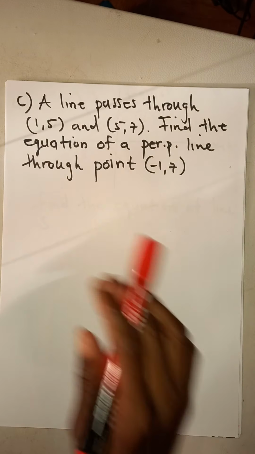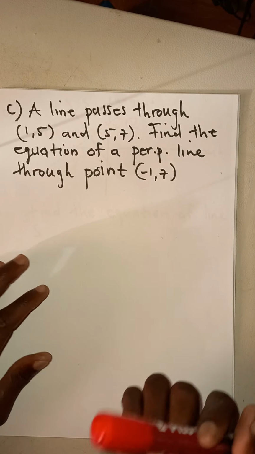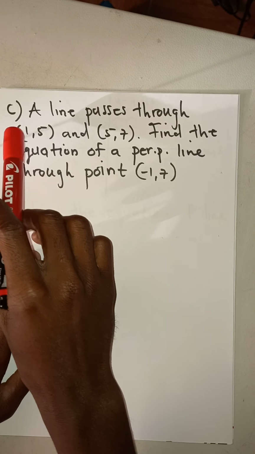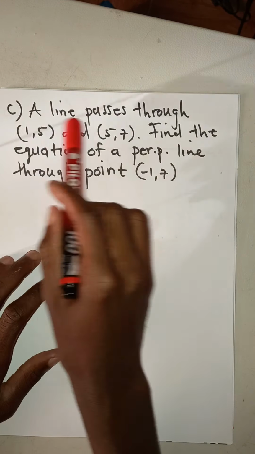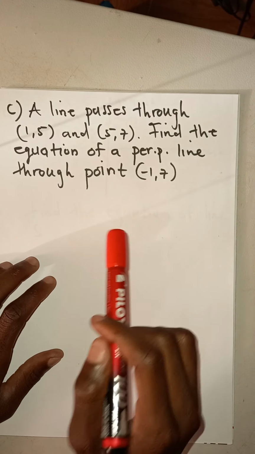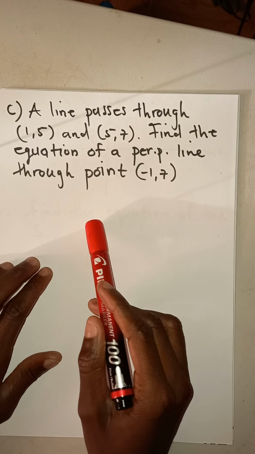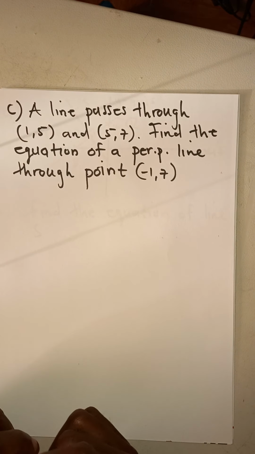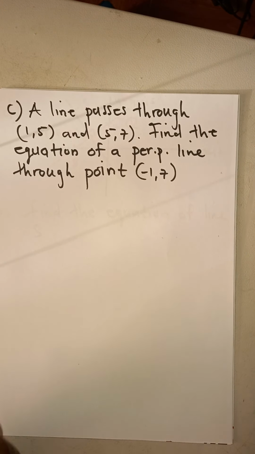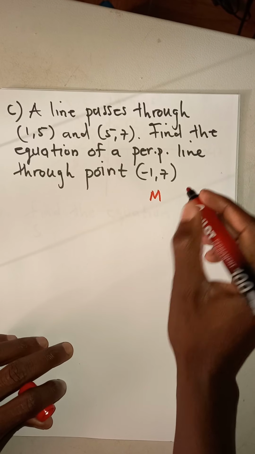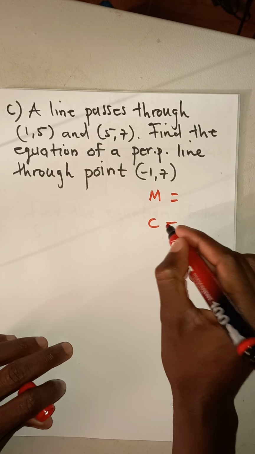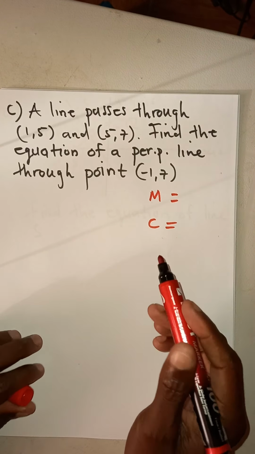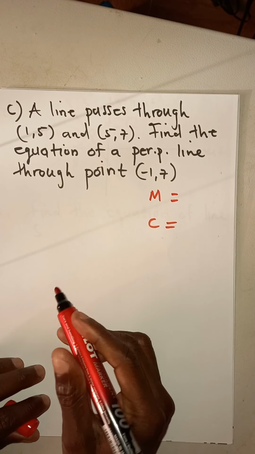Okay, looking at this example, this question did not give us the equation. They only gave us the two coordinates, and we need to find a line that is perpendicular to the line passing through the two coordinates. It's very simple. As usual, we need to find the gradient and then the y-intercept. So in this case, we need to remember the formula.